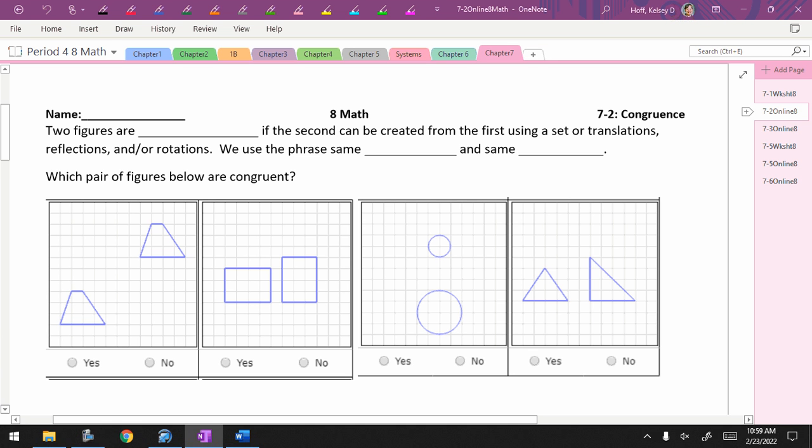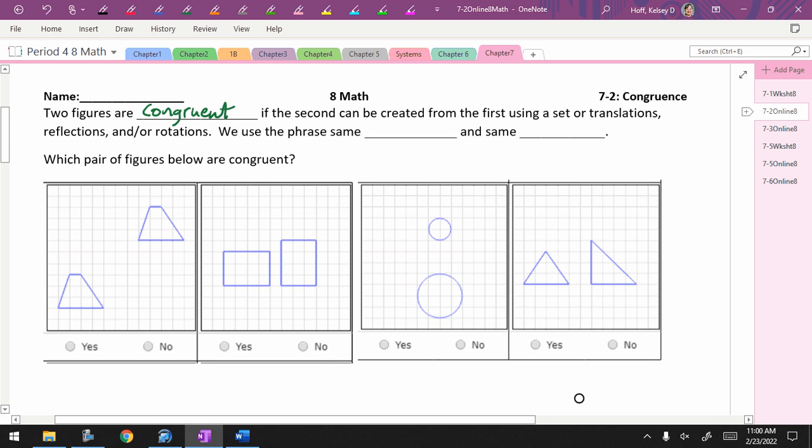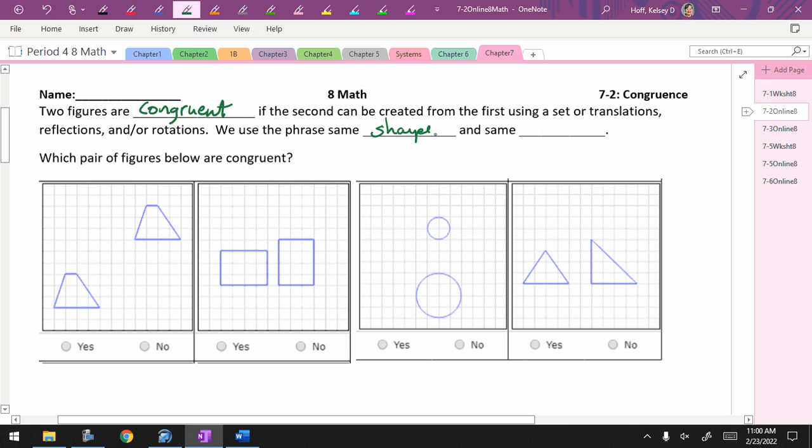Two figures are congruent if the second can be created from the first using a set of translations, reflections, and or rotations. That kind of sounds familiar from yesterday, yes? We use the phrase same shape and same size. Same size, very good.